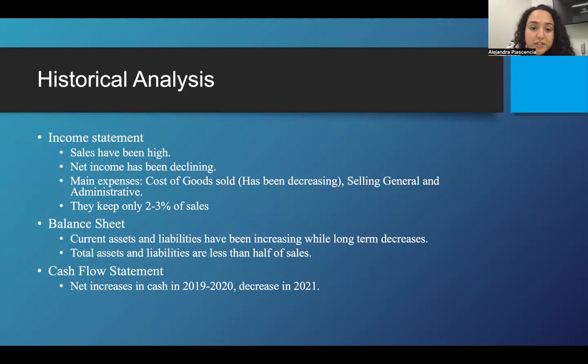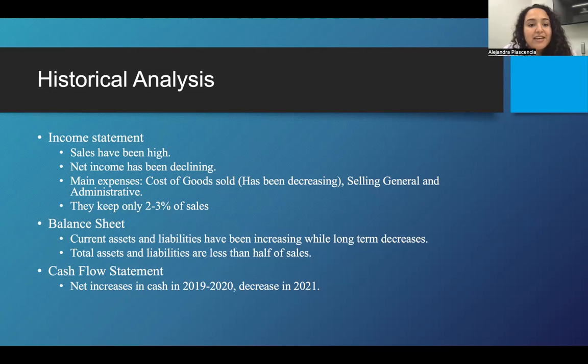And this is because their main expenses, cost of goods sold, and selling general and administrative expenses have taken up almost 80% of those total revenues. So Walmart only keeps 2 to 3% of their sales.